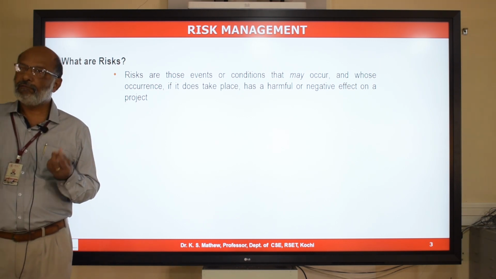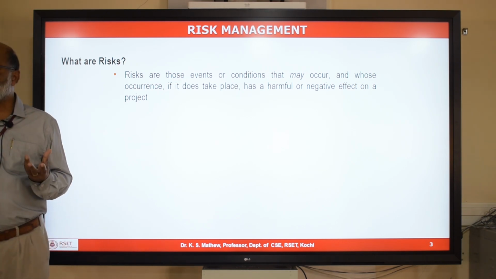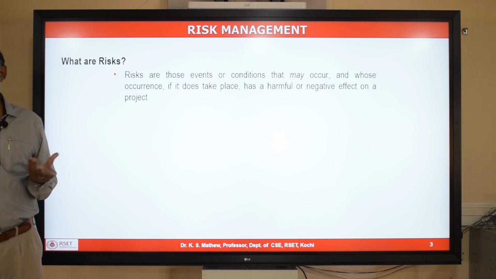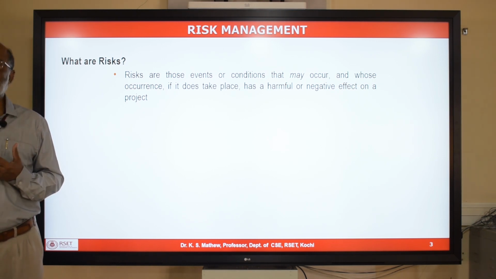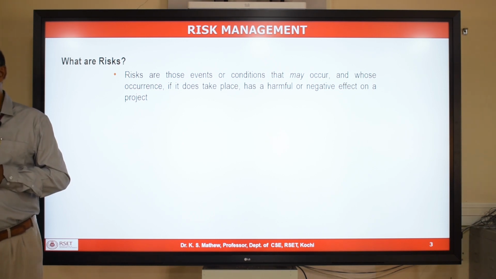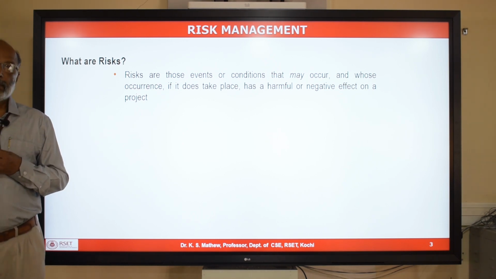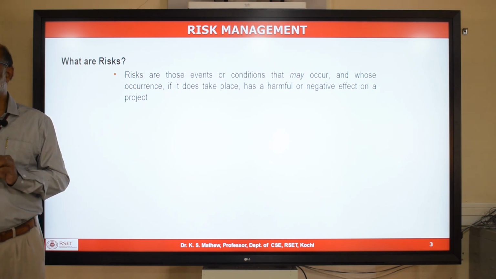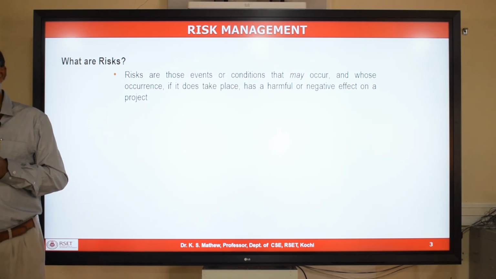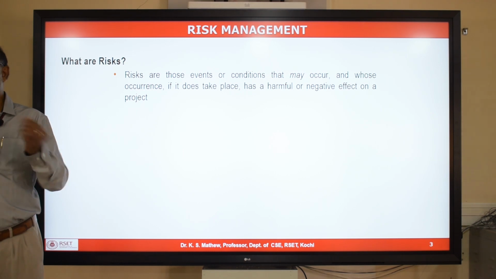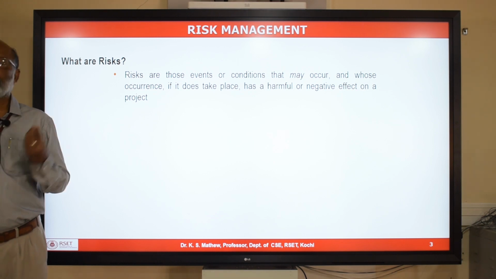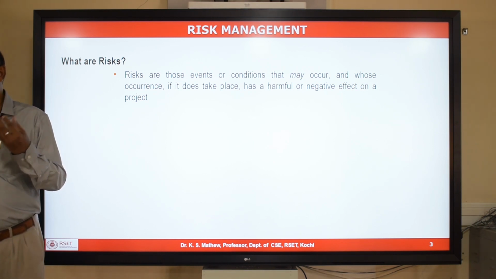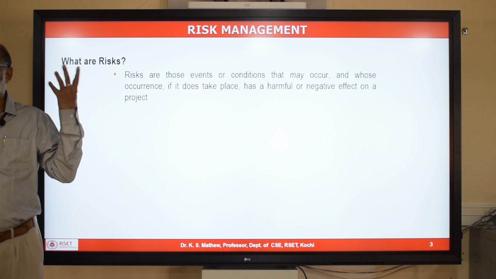Risks are those events or conditions which may happen or may not happen, and if they happen, there is a negative or harmful impact on project objectives. That is what is defined as project risk. So it is an uncertain event. It may happen or it may not happen. So there is a probability associated with the occurrence of risk events, and if it occurs, there is a negative consequence on the project objective. When you hear the term risk, there is a negative connotation. There is a problem, there is an issue. That is what comes into your mind.